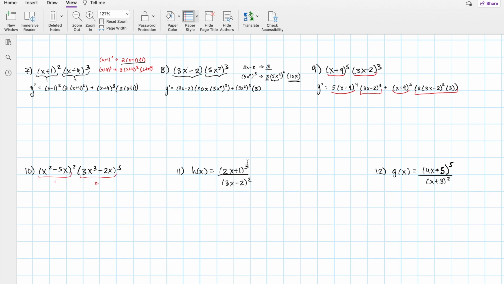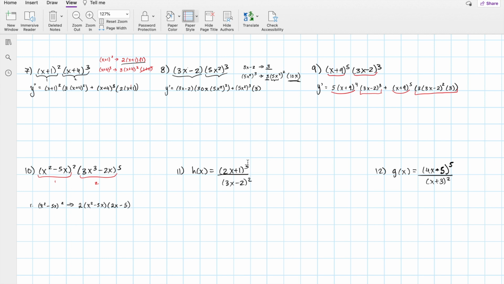For term 1, we have the function (x squared minus 5x) to the power of 2. The derivative of that is going to be, again, bring down the exponent, 2 times (x squared minus 5x). Don't touch what's inside the bracket yet. Subtract 1 from the 2, so that's just 1. Now you multiply it by the derivative of what's inside the bracket. So x squared minus 5x, that's 2x minus 5.